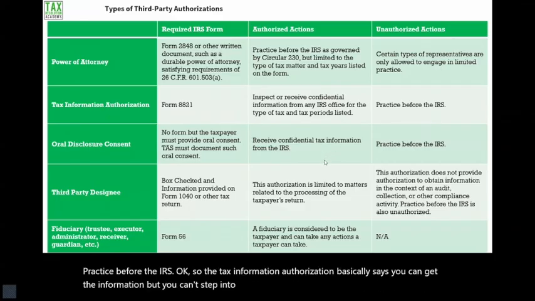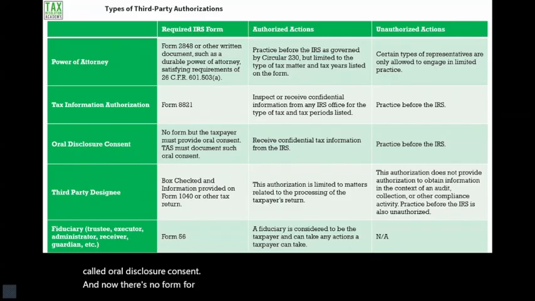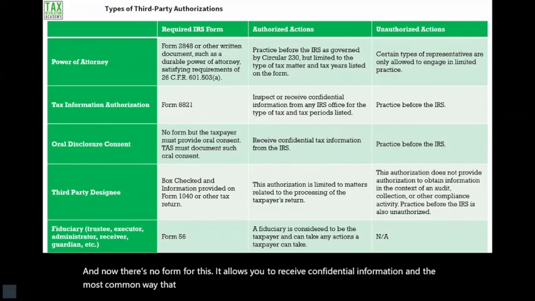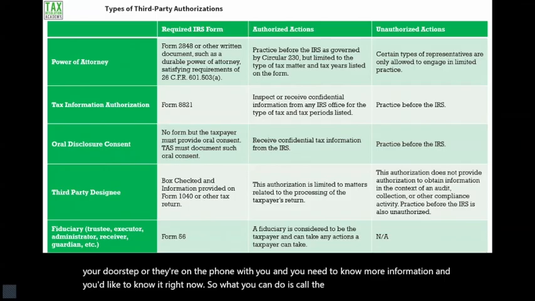The tax information authorization basically says you can get the information, but you can't step into the shoes of the taxpayer. Now, there is also what's called oral disclosure consent. There's no form for this. It allows you to receive confidential information. The most common way that this happens is usually a client or a prospect who shows up on your doorstep, or they're on the phone with you, and you need to know more information and you'd like to know it right now. So what you can do is call the IRS.